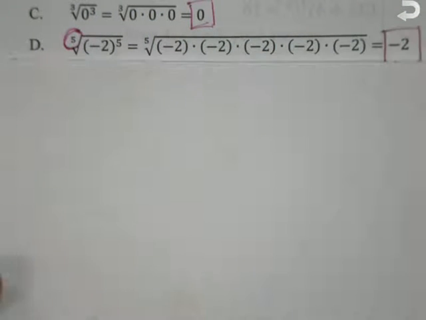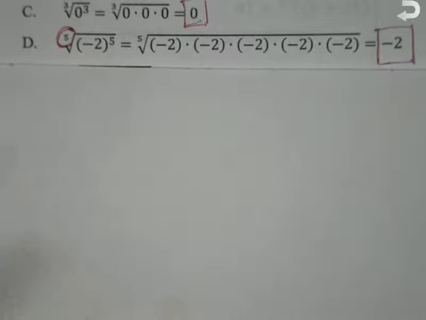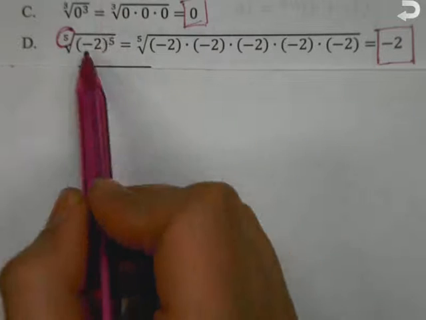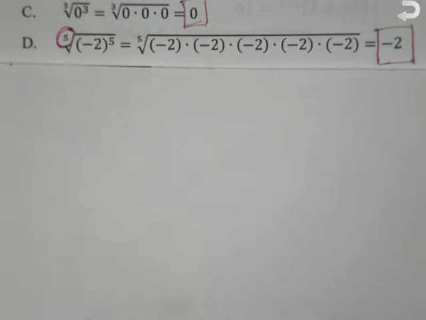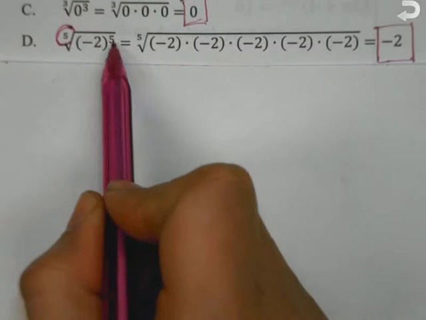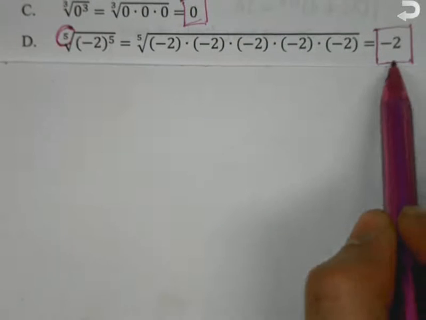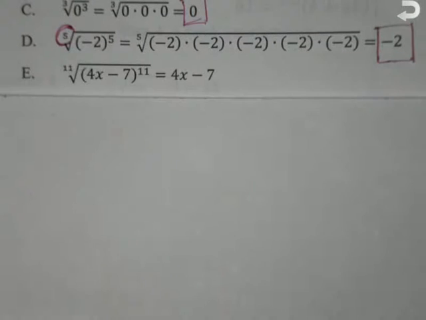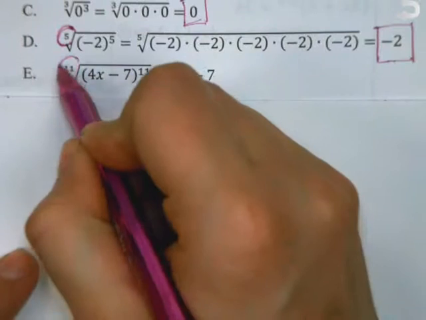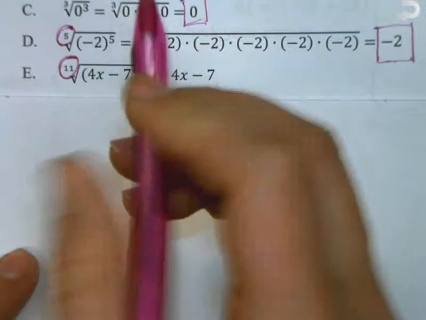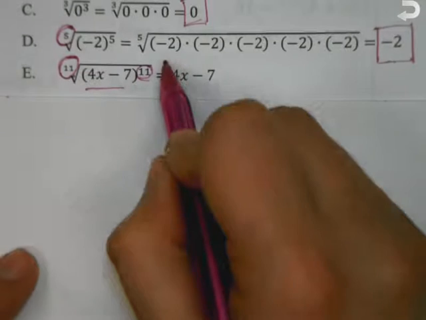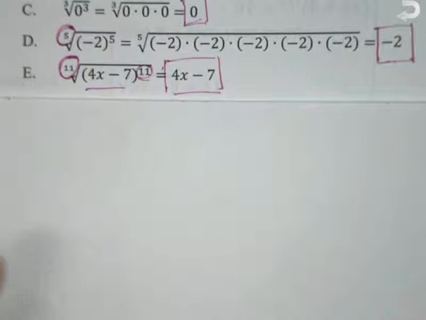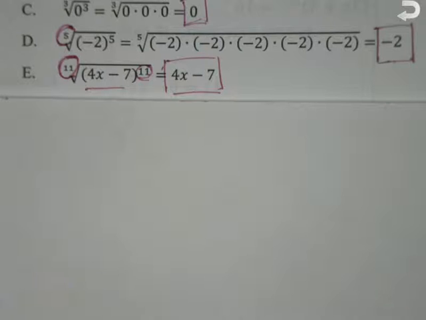Now, obviously, not all of the problems are going to already be broken down like this. But if you can rewrite it in terms of a number to that root, it's going to come out to that number. Last example like this, what if there's an expression on the inside? So I'm giving you the 11th root of 4x minus 7 to the 11th. What would my answer come out to? 4x minus 7. So the answer just comes out to what's on the inside.